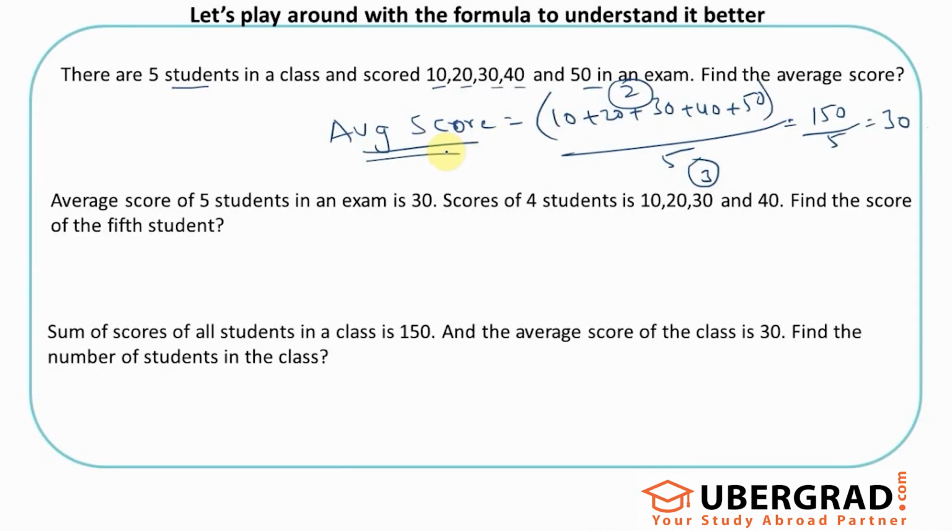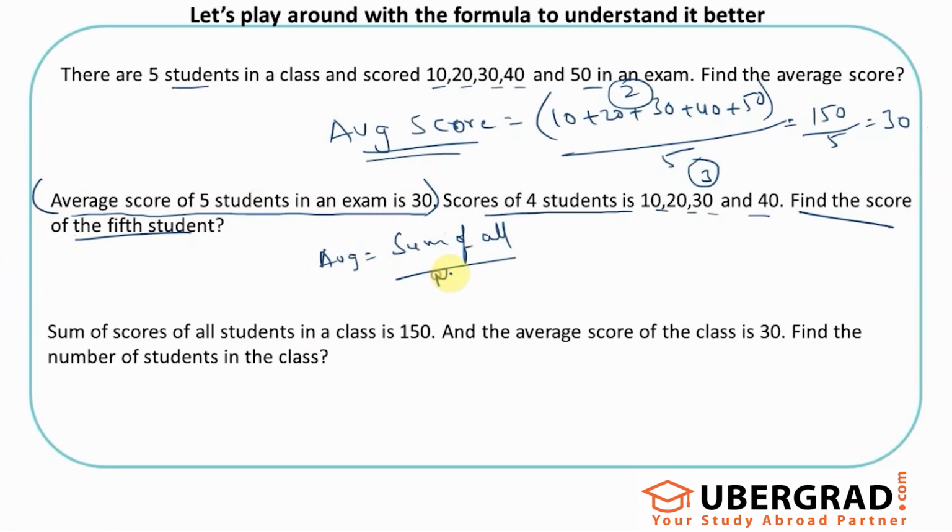Let's look at a slight tweak of the same piece of information. Let's say the information that I know is this: the average score of 5 students in an exam is 30, and the scores of 4 students are 10, 20, 30 and 40. I don't know the score of the 5th student, which is what I need to find out. So whenever you see this piece of information, the average of some number of people is so and so, immediately what I should think of is this: average is sum of all values by the number of values.